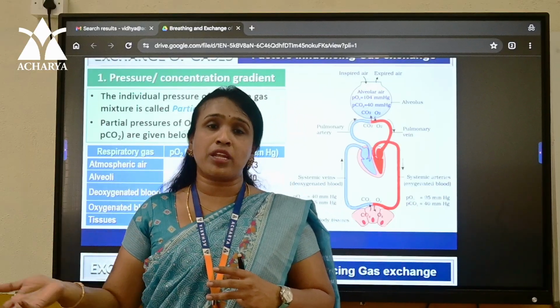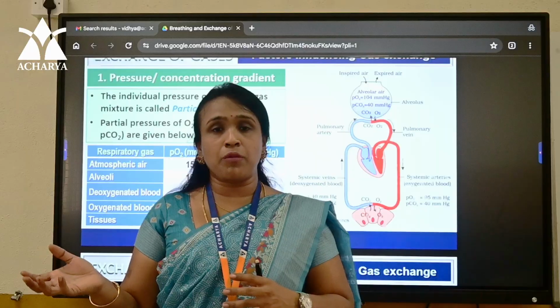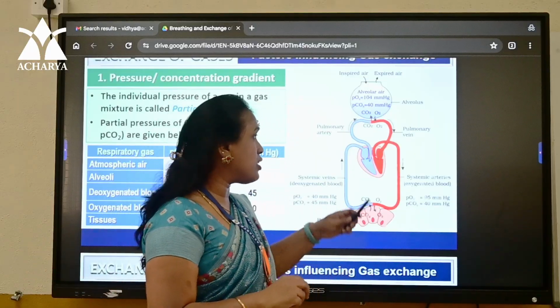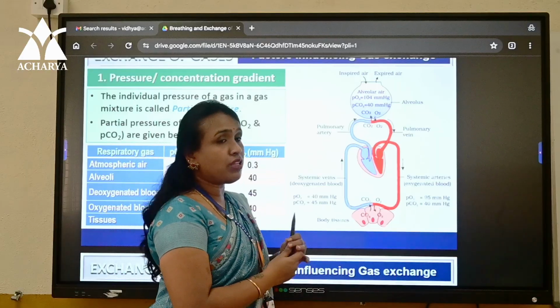Aorta will divide into many branches, right? From there, it will enter into each and every tissue. That's what this diagram is explaining. Let's start with the tissues.